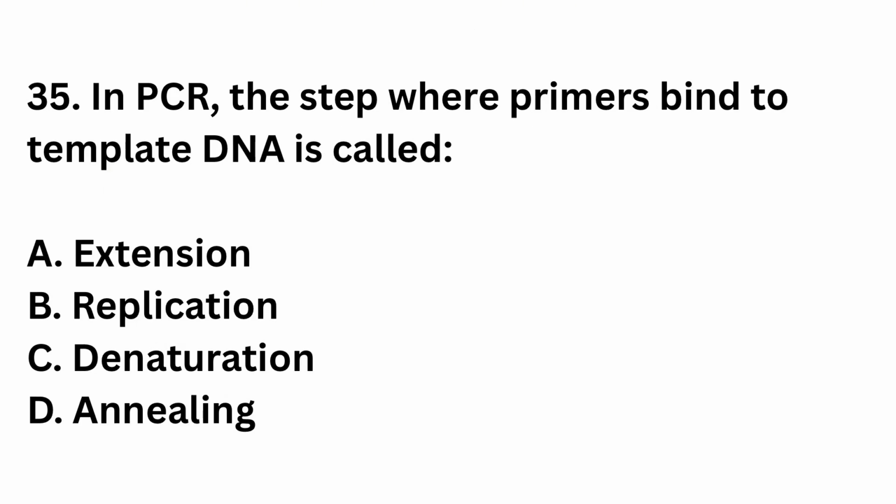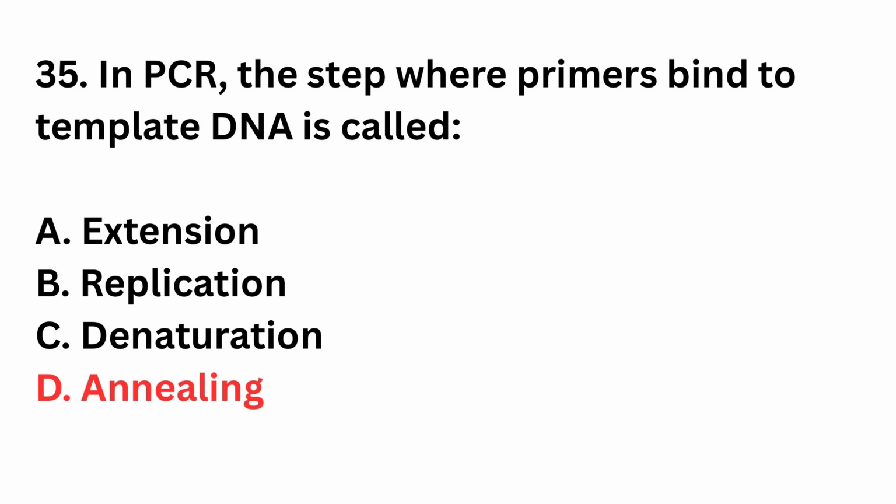Question number 35. In PCR, the step where primers bind to template DNA is called extension, replication, denaturation, annealing. The right answer is option D, annealing. During annealing, that is at 50 to 65 degrees Celsius, primers bind to complementary sequences on the DNA template.